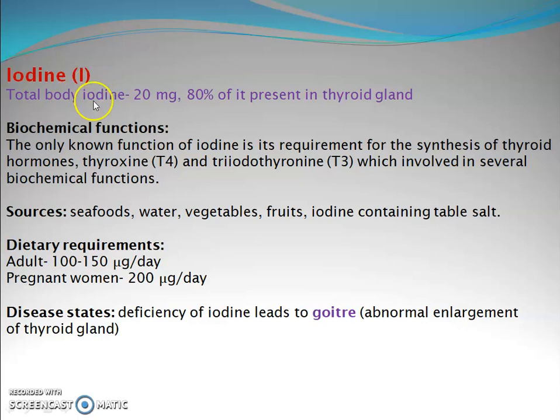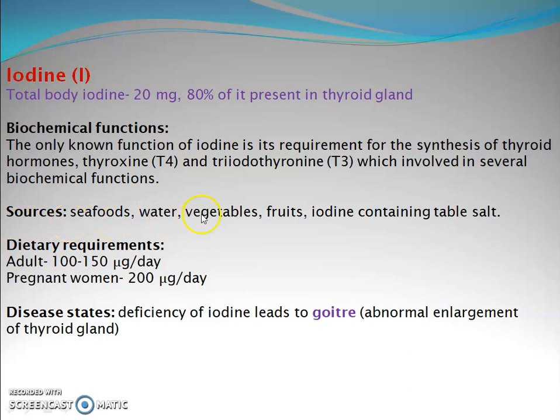Iodine, total body iodine 20 mg, 80% of it is present in the thyroid gland. Biochemical functions: the only known function of iodine is its requirement for the synthesis of thyroid hormone, thyroxine or T4 and triiodothyronine or T3, which are involved in several biochemical functions.